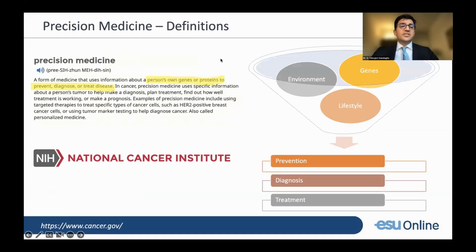A similar definition is provided by the National Cancer Institute, where precision medicine is defined as a form of medicine that uses information about a person's own genes or proteins to prevent, diagnose, or treat a disease. We can take together genes, environment, and lifestyle, and they can then be used for prevention, diagnosis, and treatment.